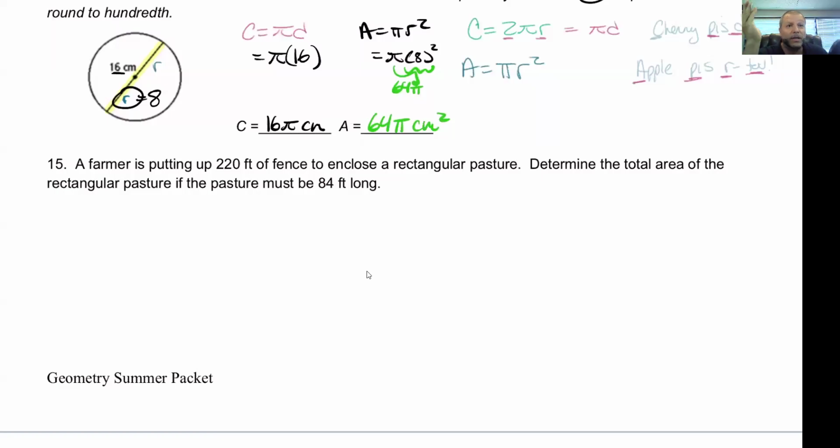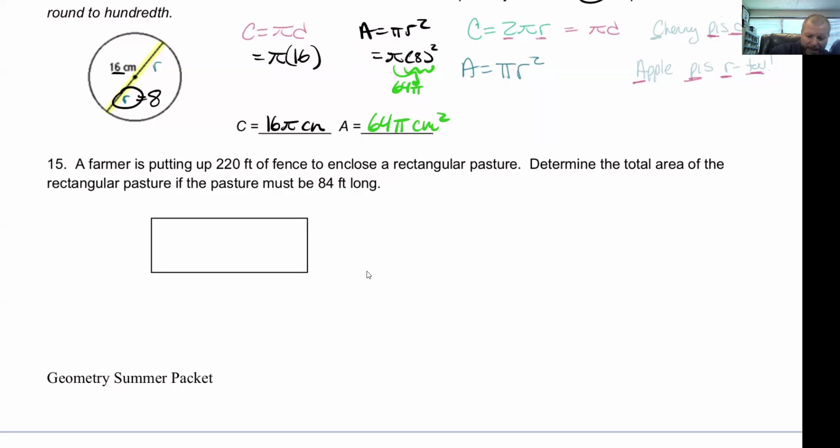And so question 15, kind of a word problem. Oh, everybody hates word problems. Geometry word problems is kind of always the same steps, right? First thing you want to do after you read through the question and kind of digest it, try to draw a picture. So you have a rectangular pasture. So it looks something like this.